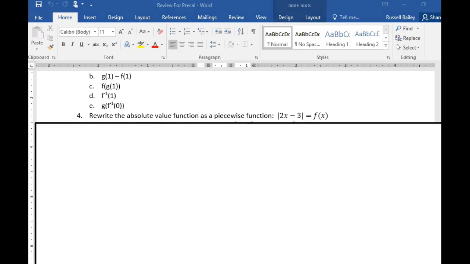So let's go ahead and do that. The first thing you have to do is understand what a piecewise function is. A piecewise function is a function where you have two different parts of the equation, where one part is going to be to the left of a certain value and the other part is going to be to the right of a certain value. And it actually could have up to 3 pieces even.